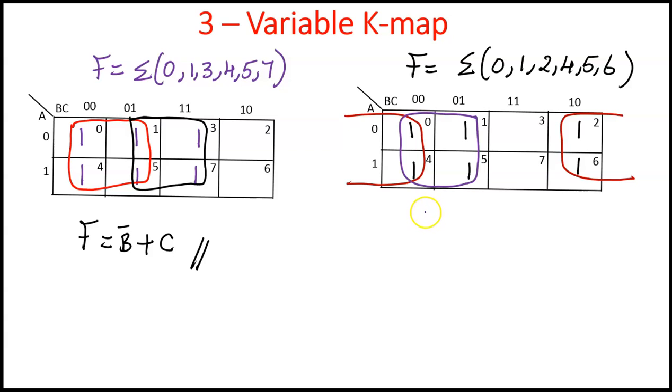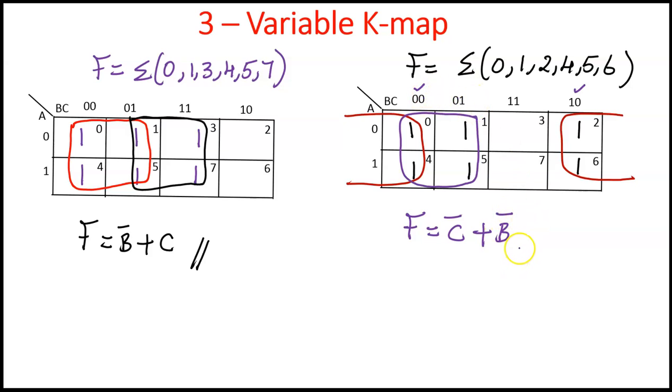So the answer for the first quad group: the A value is changing, and the B value is changing too, whereas the C value is not changing, so therefore this is C bar. And in the second quad group, the A value is changing, the B value is not changing and C is changing, so therefore this is B bar.